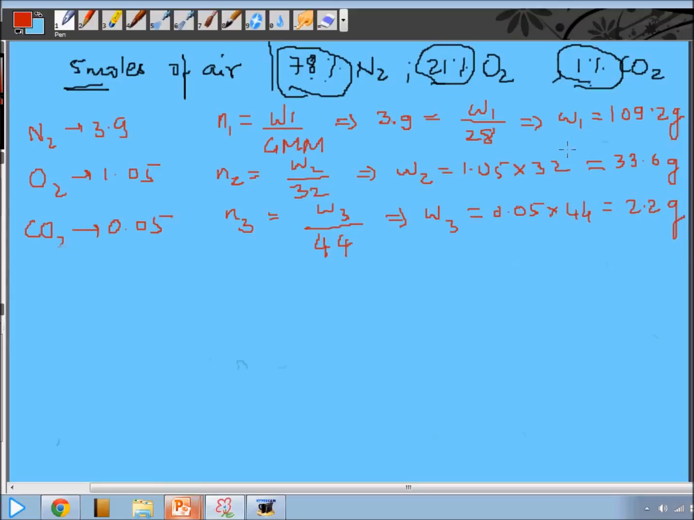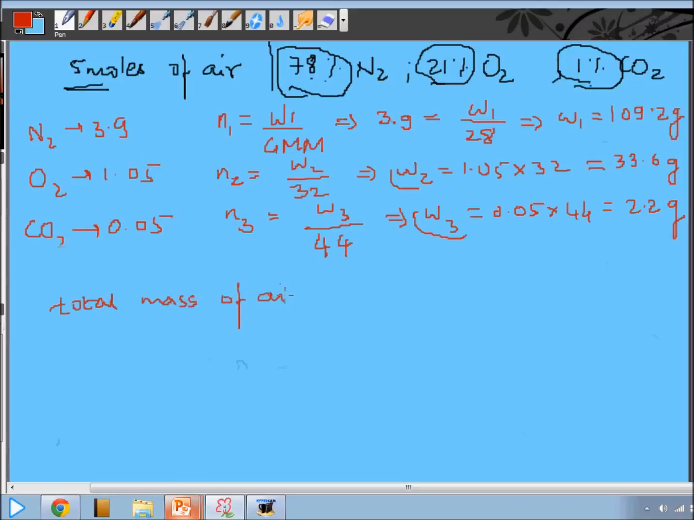So now you have the individual masses of each of the constituent components, and you just need to put these values in the formula. What was the formula? 100 multiplied by W1 divided by total mass of air is the percentage by mass of N2. Similarly, percentage by mass of oxygen is 100 multiplied by W2 divided by total mass of air. Similarly, W3 divided by total mass of air into 100 will give us percentage by mass of CO2. So in each of those cases, you have a common denominator, which is total mass of air.